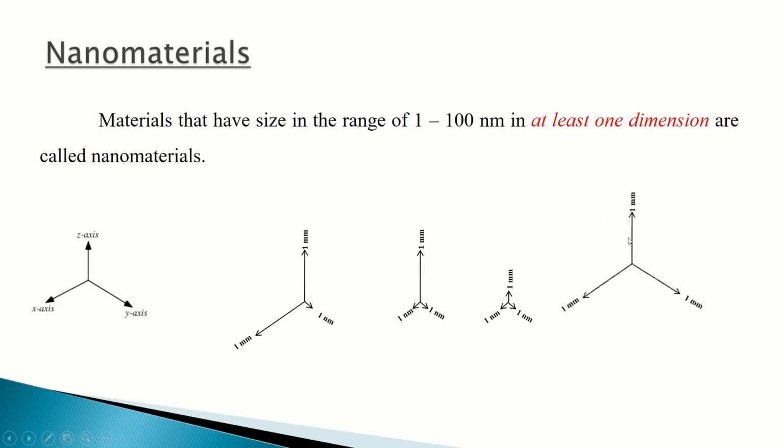There is another category, you can see all the dimensions are outside the nano range because everything is in millimeter. So this is not in the nano range. So such a molecule or atom is not classified as a nanomaterial.